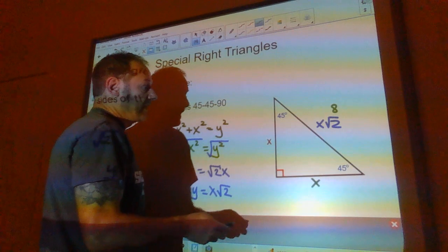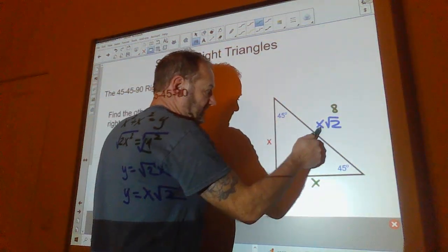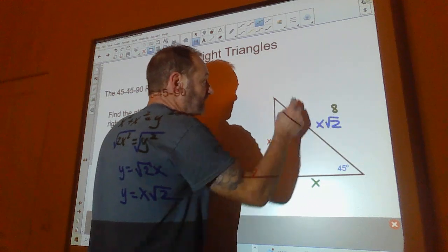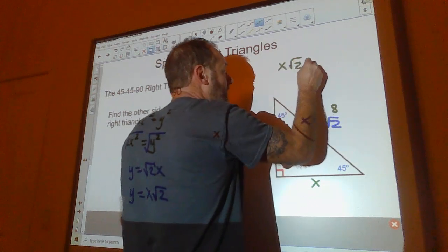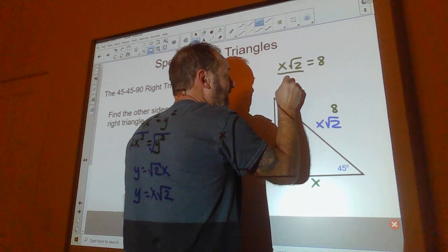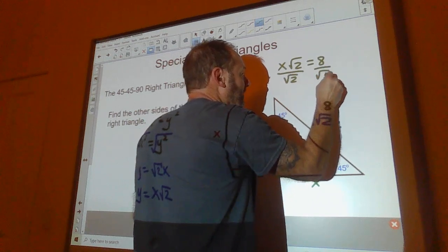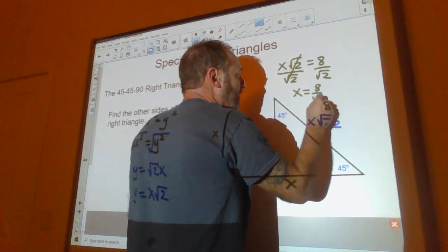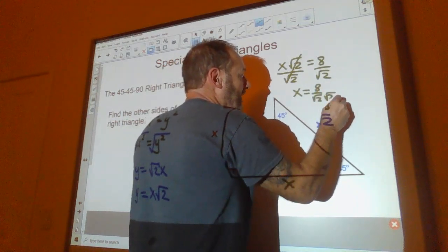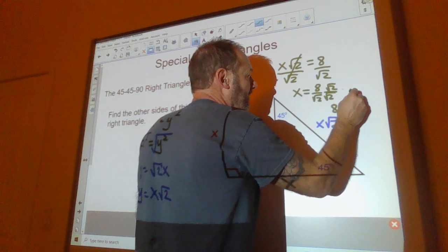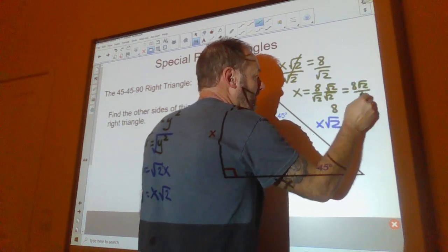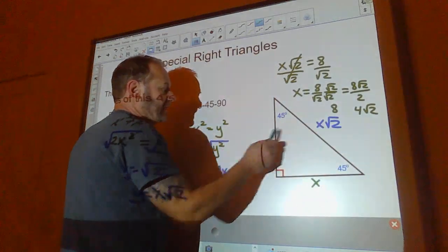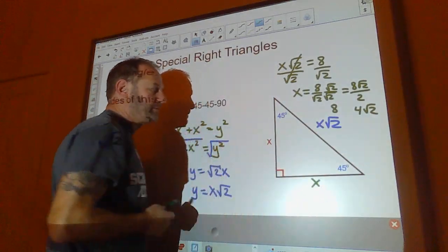Well, okay. Remember, this is x times the square root of 2. So if x times the square root of 2 is 8, then to find out what x is, I would divide by the square root of 2, like so. This would cancel out, and I would get x equals 8 over the square root of 2, which I would need to rationalize. That would be 8 square root of 2 over 2, which is just 4 square root of 2. So if this side was 8, this side would be 4 square root of 2, and this side would be 4 square root of 2.